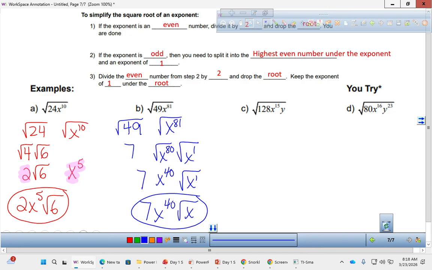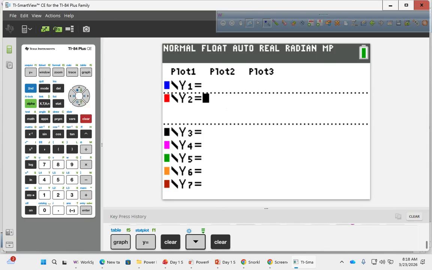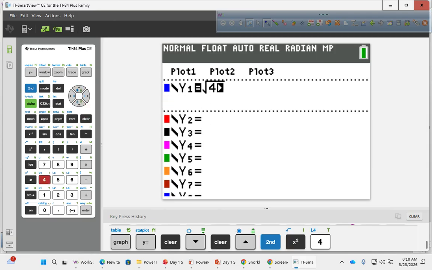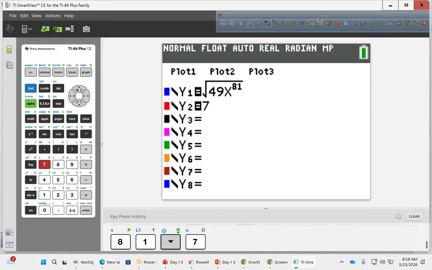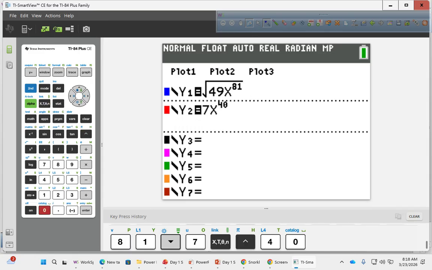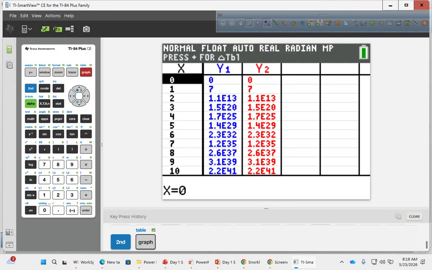Again, because it has a variable in it, I can't check it in the home screen, but I can check it here. So the square root of 49x to the 81, that's the original question. 7x to the 40th square root of x is what I think the answer is. And you can see everything matches, right? If I do something wrong, those aren't going to match for every single value.